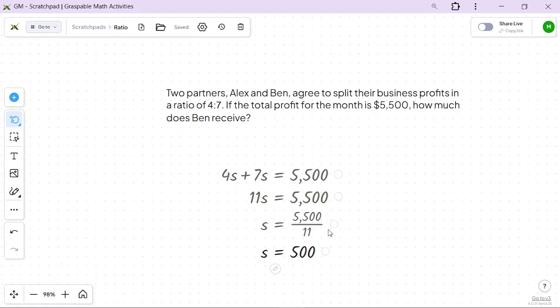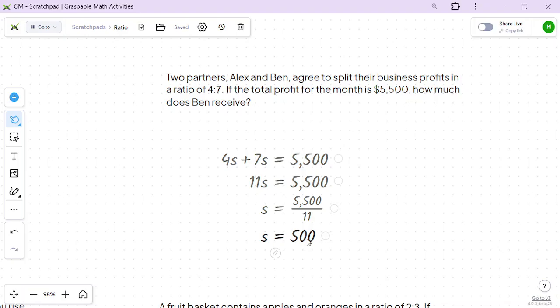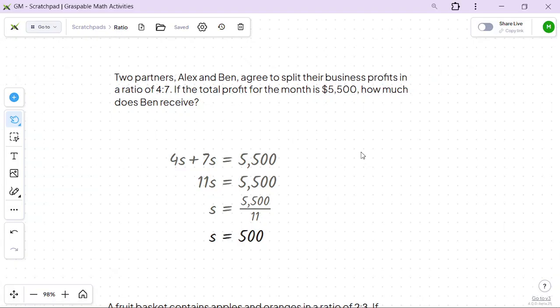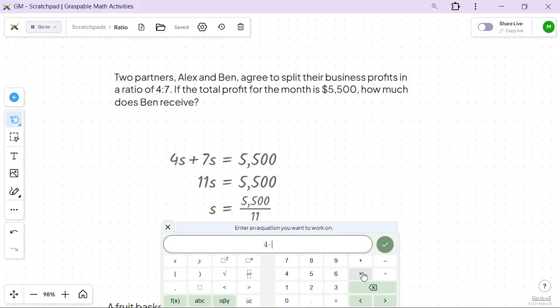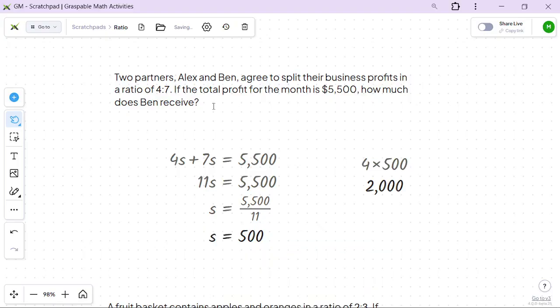I think 98 is okay. Very good. So we have 500 as the number that is scaling. It was increased 500 times. So 4 was increased 500 times, and 7 was increased 500 times. If 4 is increased 500 times, what are we going to have? We are going to say 4 times 500. What does that give us? 2,000. So Alex received 2,000 of the money. That means Ben would receive 3,500. That's 7 times 500, the scaling.